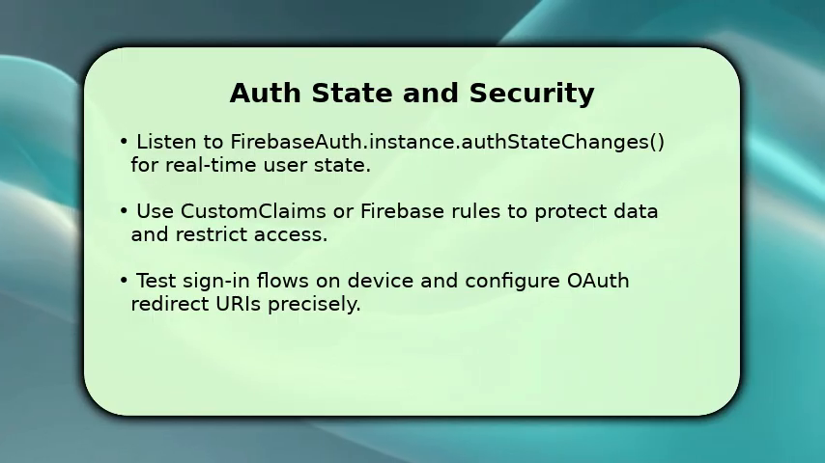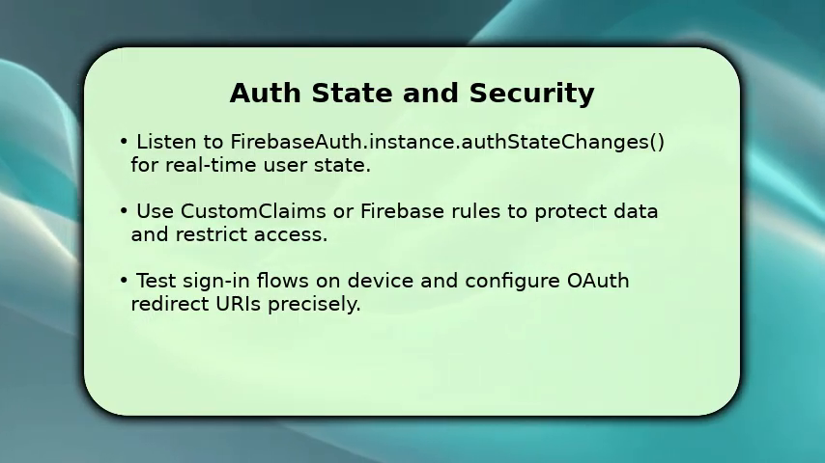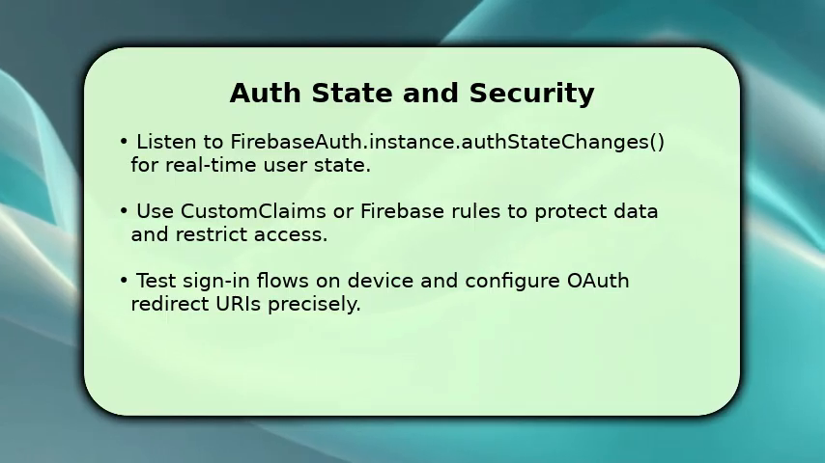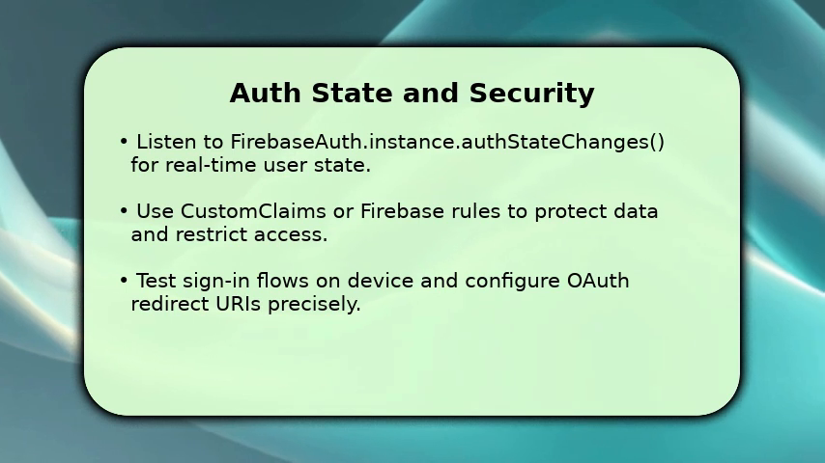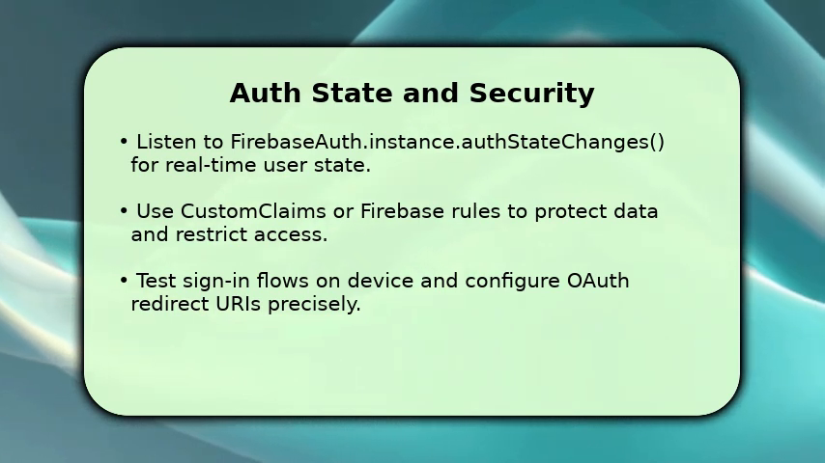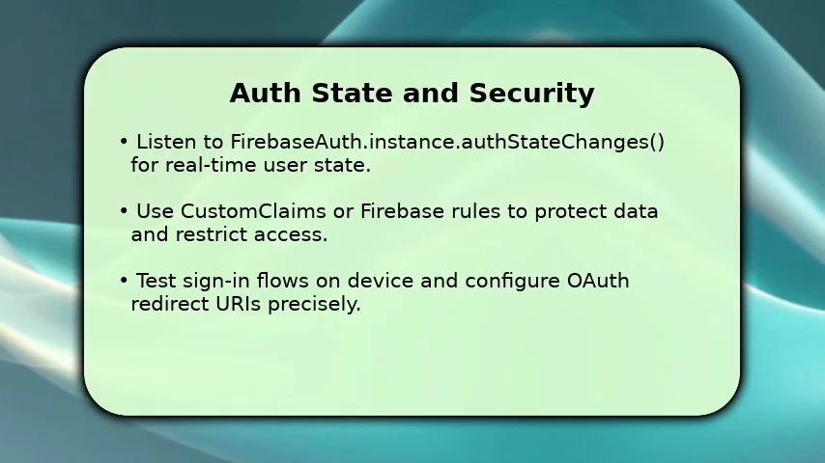Use custom claims or Firebase rules to protect data and restrict access to authenticated users only. Test sign-in flows on a physical device and configure OAuth redirect URIs precisely for Google and Apple sign-in.